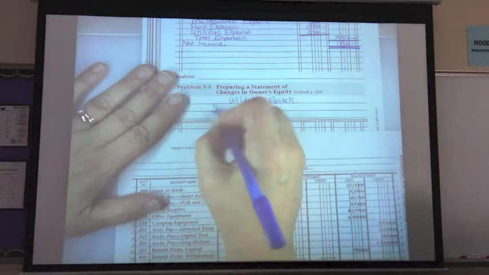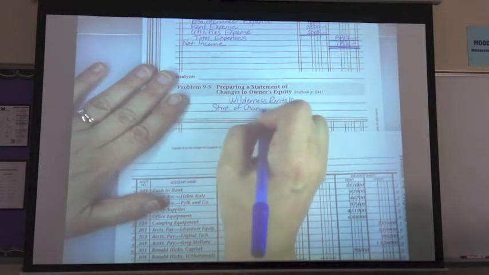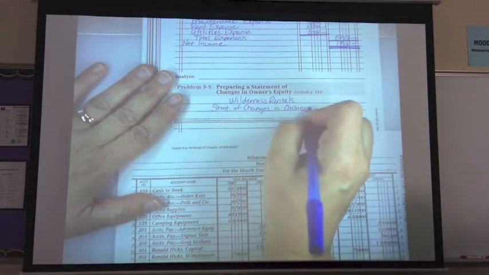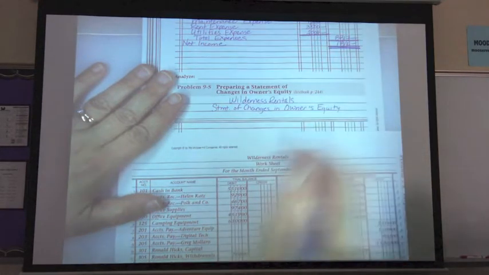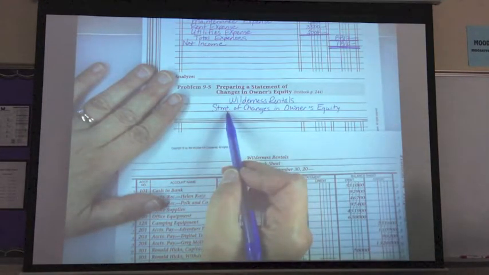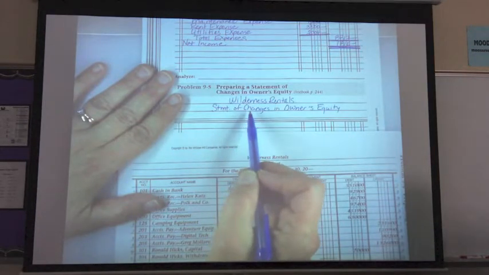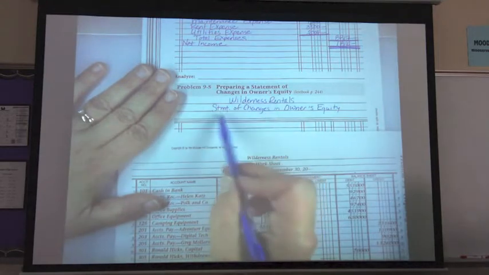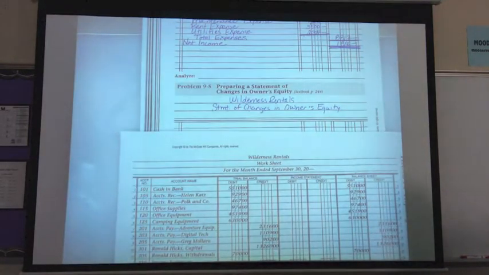And we'll write statement of changes in owner's equity, please. You can abbreviate a little bit. You could maybe abbreviate statement to 4 letters and changes to maybe CHGS, but please don't bring it down. Don't abbreviate it to SCOE. Somebody who's not familiar with accounting records, it's not going to mean anything to them.